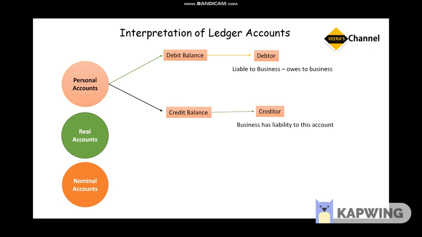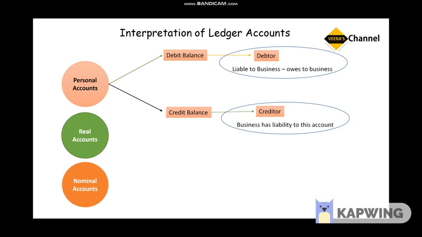So please make a note: if a personal account is a debtor, that means that account is liable to our business. If a personal account has a credit balance, it is a creditor, that means our business is liable to that personal account. This is a very important question in interviews. Who is a creditor? Or else they might ask who is a debtor. Hope now you got the answer for that.